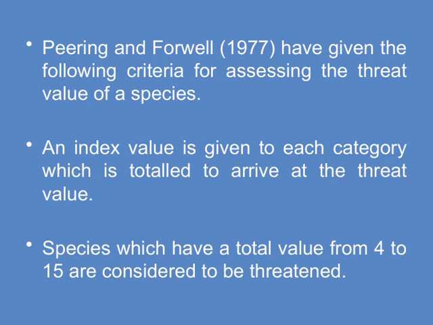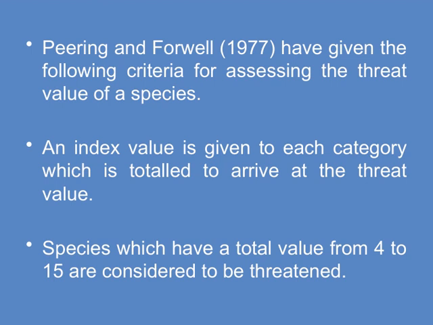Peering and Forwell in 1977 proposed a practical way to assess how threatened a species might be. They introduced specific criteria that help us evaluate the risk level. Essentially, each category related to a species' vulnerability is assigned an index value. These values are then added together to calculate an overall threat score.